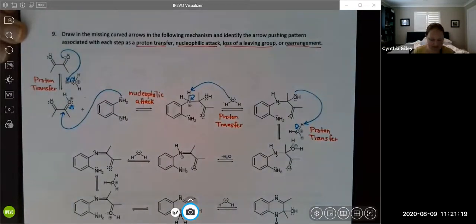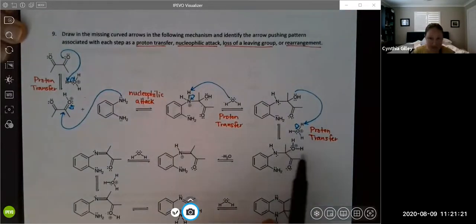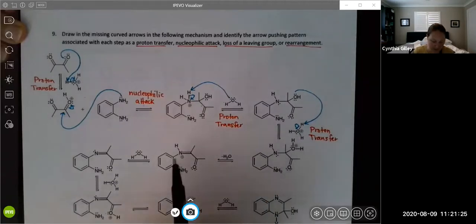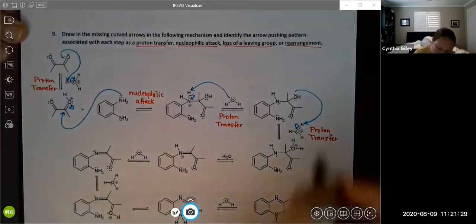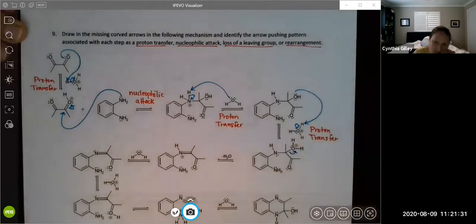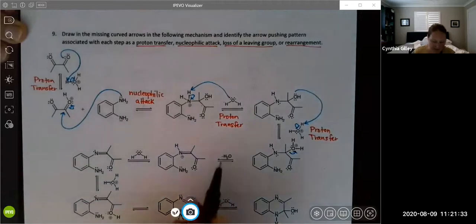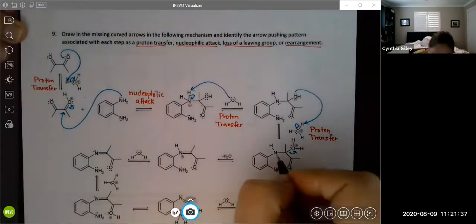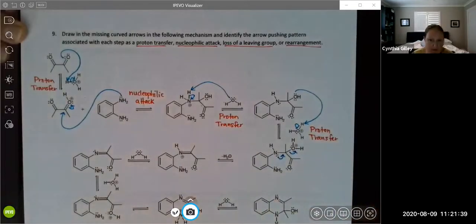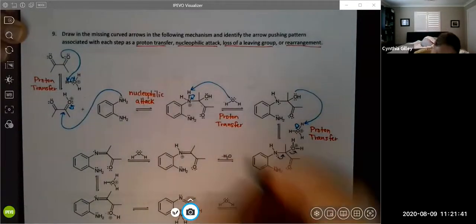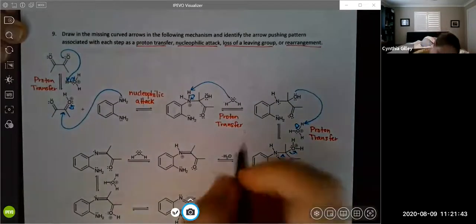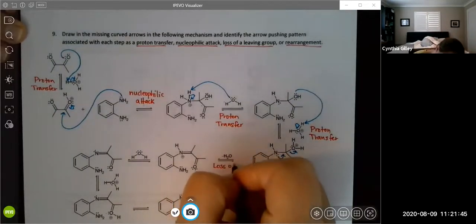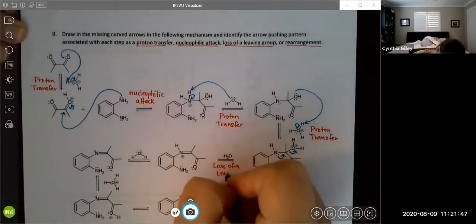What's happening in this next step, it looks like we're losing this water, which could be a leaving group, right? And we're forming this pi bond that we see here. So we have loss of a leaving group, water is leaving, we even see minus water here over the arrow, and then the formation of that pi bond. Right, so this would be loss of a leaving group.